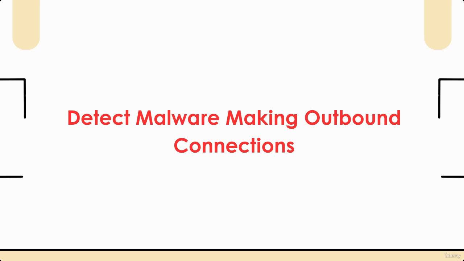Hello everyone, in this video we are going to detect any malware which is making any outbound connection from a temp directory. Let's say your IDS is detecting that a server is making a repeated outbound connection to a suspicious address in a foreign country. Okay? This is unusual because the server normally only communicates internally.